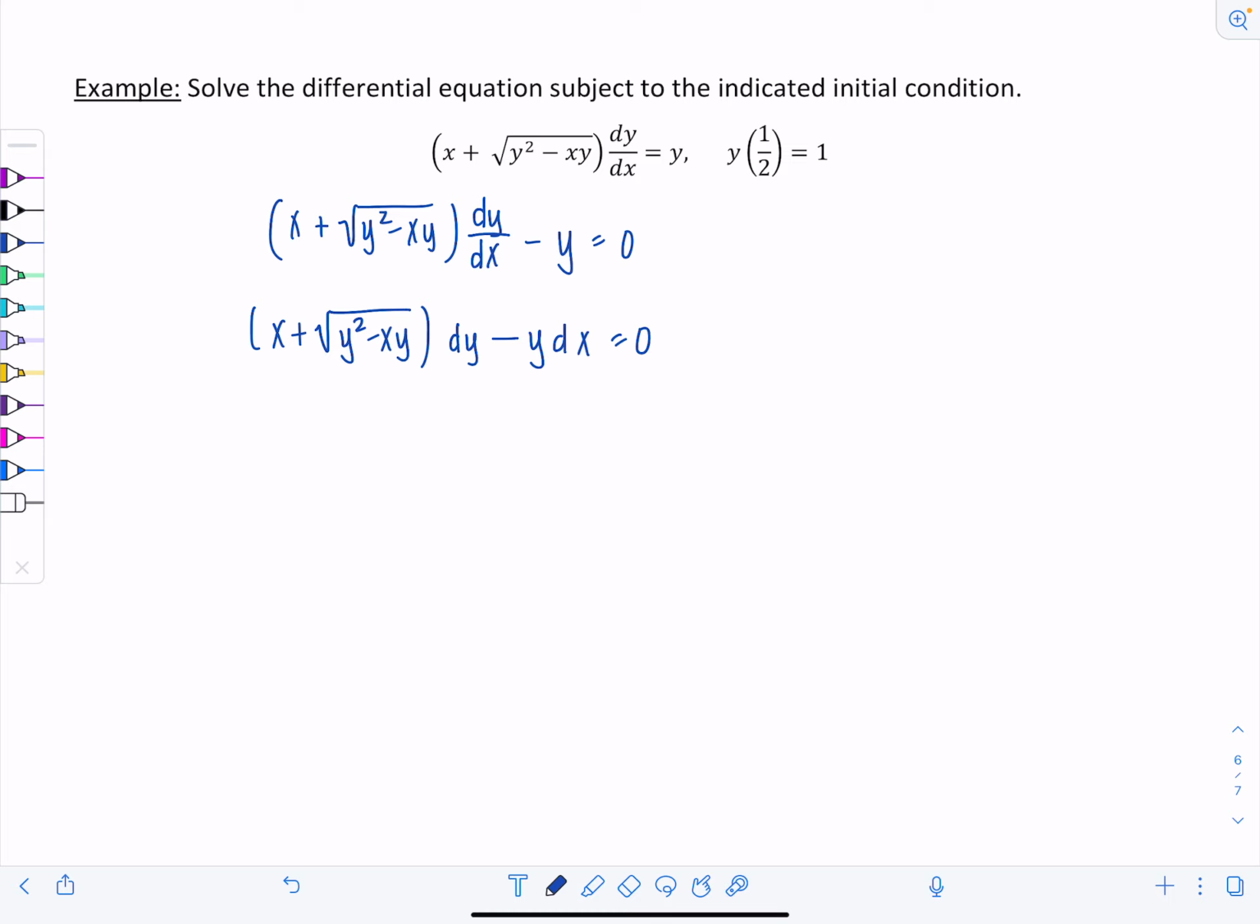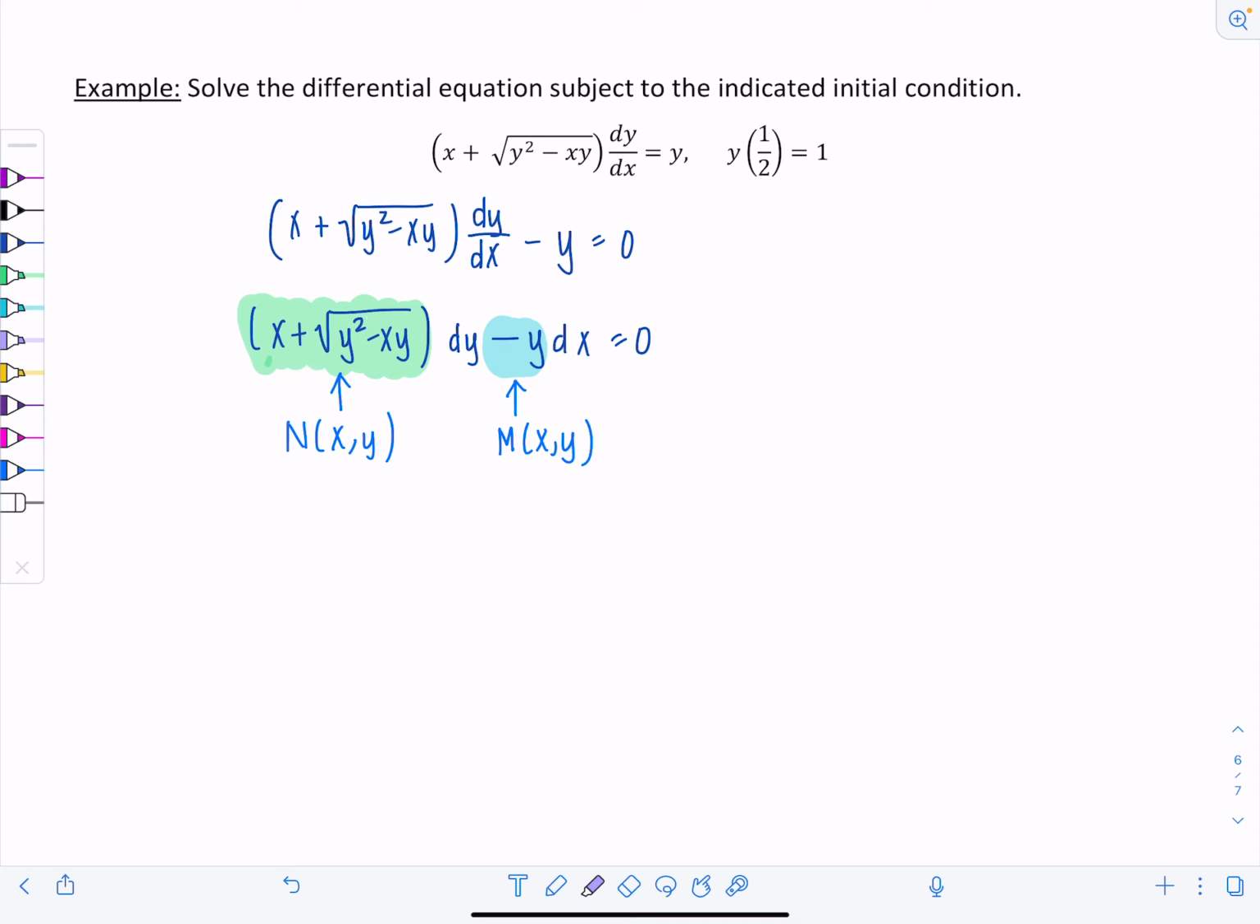Now this is a little flip-flopped, right? Normally we have m of xy dx, so that's your m of xy. And then we have n of xy dy right here. Which one's simpler?